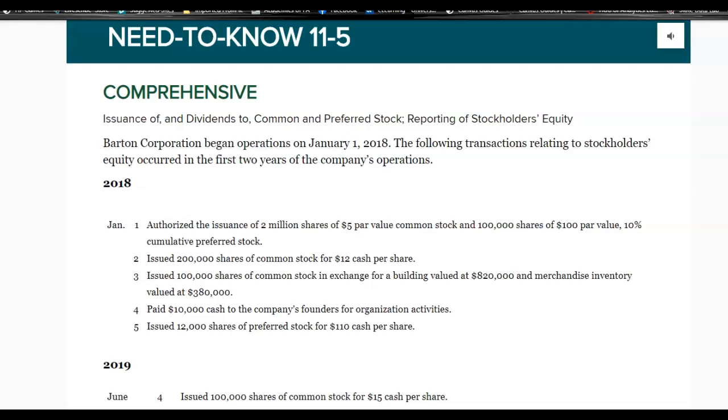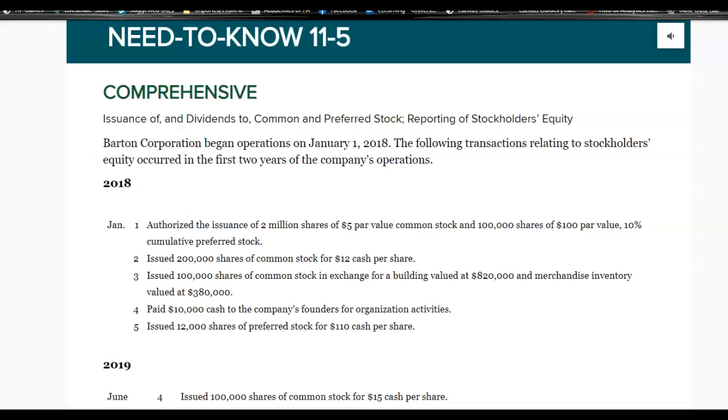This is supposed to be for, I guess, services rendered. Then number 5, January 5th, you have issued 12,000 shares of preferred stock for $110 cash per share. So again, the same thing. You've got $100 per share preferred stock being issued at $110 per share. So you have both the base amount of the stated or par value of that preferred stock plus an additional $10 per share that is the additional paid in capital.